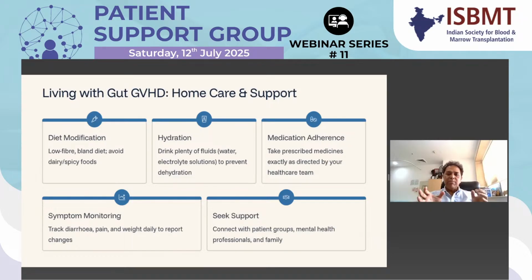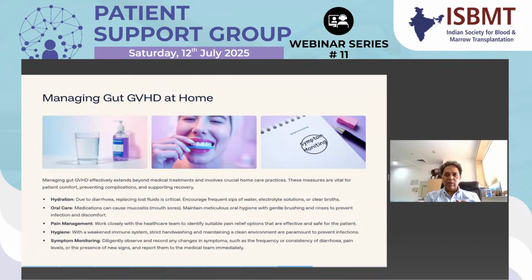And it's very important to actually connect to other patients, other families who have a loved one going through this, so you can talk to each other and support each other through this whole process. If after the hospital stay you're managing gut GVHD at home, just remember that hydration is really important. Lots of fluids, frequent sips of water, ORS, lighter, clear broths and soups. Make sure you have good mouth care.